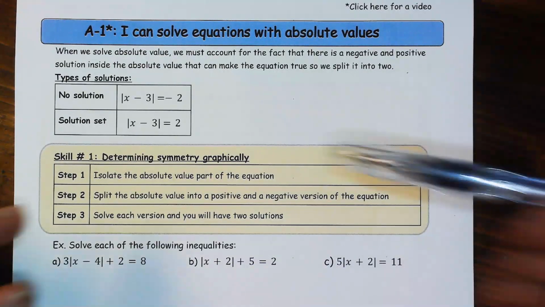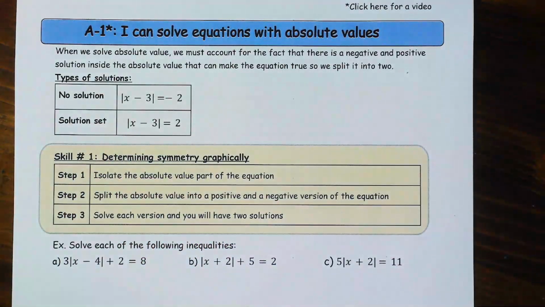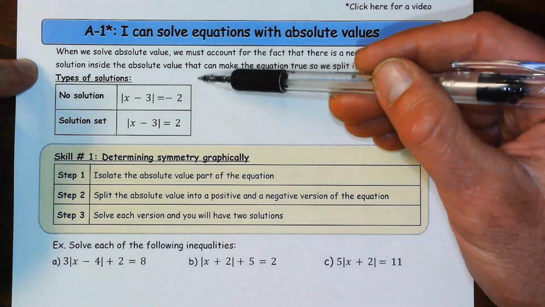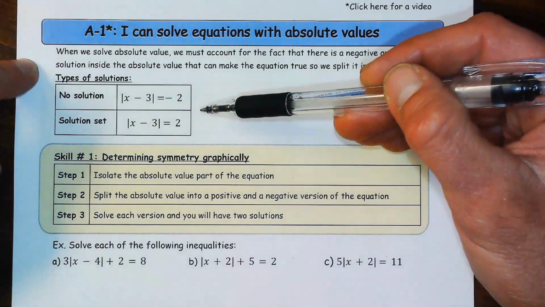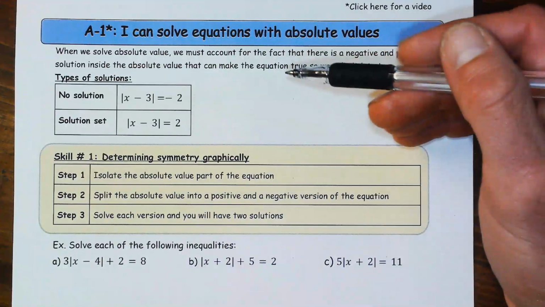The fact that an absolute value can have a positive or a negative on the inside and have it come out to be a positive on the outside. So I'll talk a little bit more in depth about that as I get to examples. For the first part, I want to make sure that I touch on there are different types of solutions here. You'll either have a solution set or no solution when we're talking about equations.